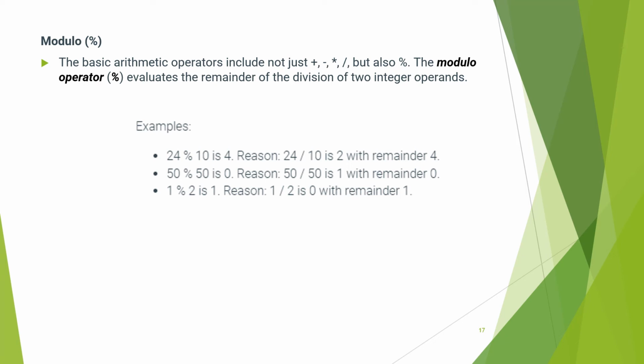Coming to modular division, the basic arithmetic operators include not just plus, minus, multiplication or division, but also modulo. See, the modulo operator gives a remainder value. So in the previous division, 10 by 4 gives 2.5, but with the modulo operator, 10 by 4 gives a value of 2, which is a remainder. And now you see 1 by 2 is 1. The reason is 1 by 2 is 0 with a remainder of 1.